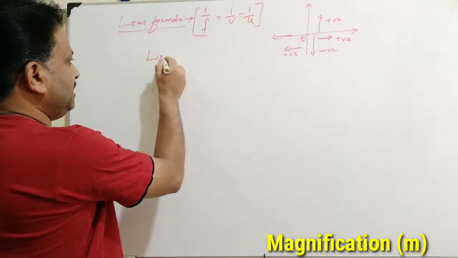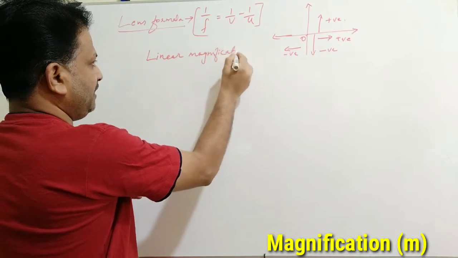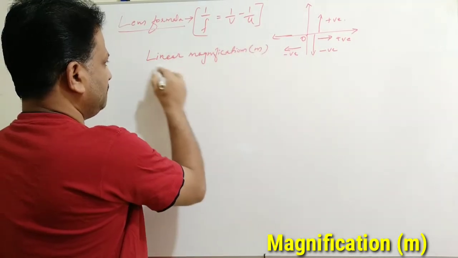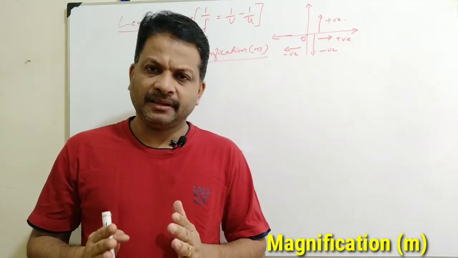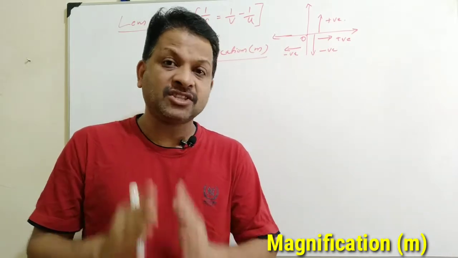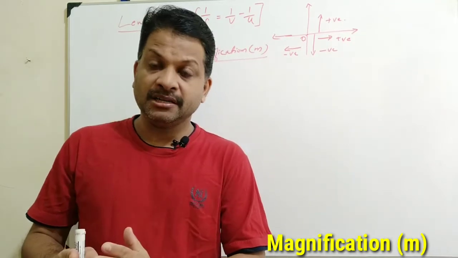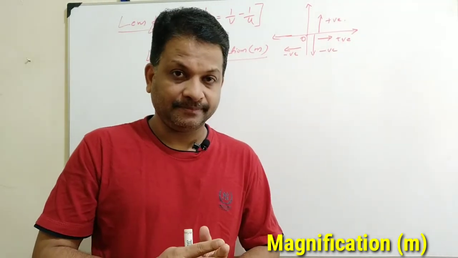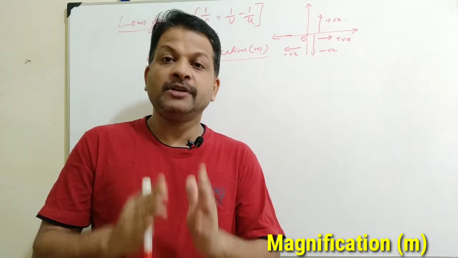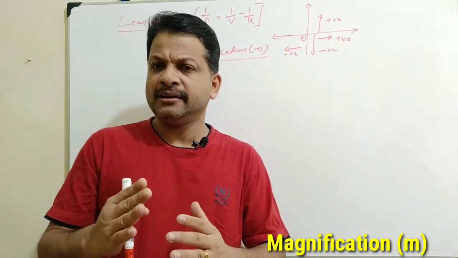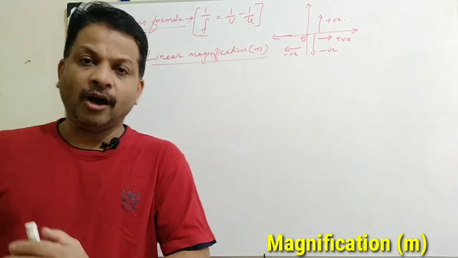We call it magnification, represented by the letter M. What is linear magnification? Linear magnification gives us an idea about up to what extent an image can be magnified or diminished with respect to the size of an object. Mathematically, it's a ratio between two quantities. Basically we are comparing the size of the image with respect to the size of the object.